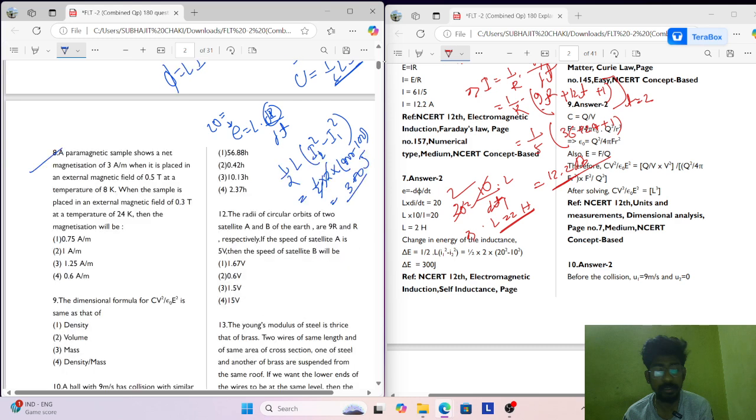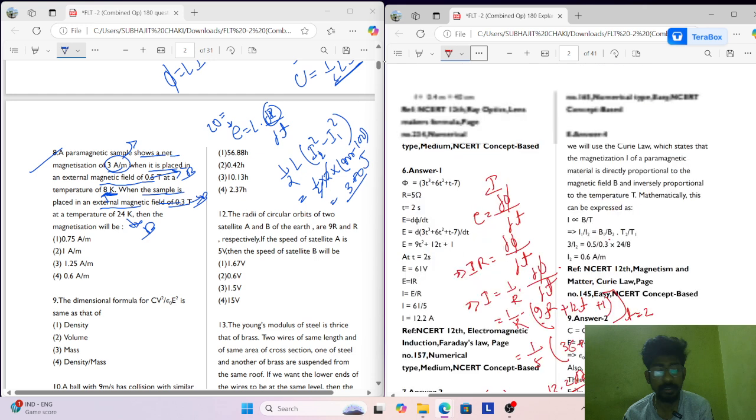A paramagnetic sample shows a net magnetization of 3 ampere per meter when it is placed in an external field B at temperature T, 8 Kelvin. This magnetization is related to the Curie temperature. We know that I is proportional to B by T. So I1 by I2 will be equal to B1 by B2 into T2 by T1.